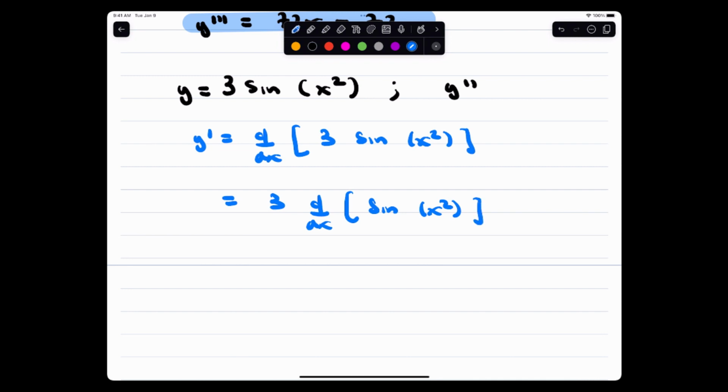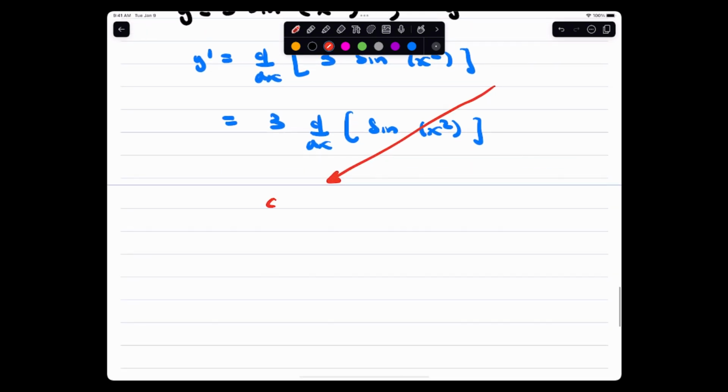Okay, what's the derivative of sine? You might say, uh-oh, what do I use? Anybody want to tell me? This is chain rule. Is that true? Don't forget your chain. And the derivative of x squared is what? 2x.